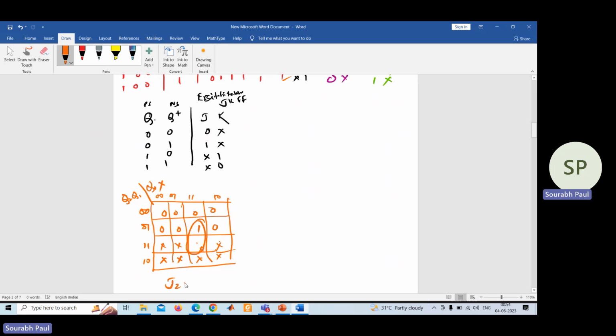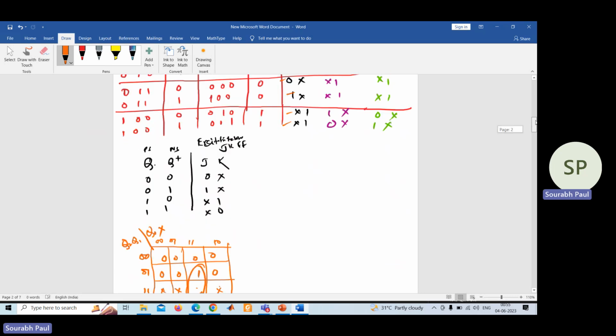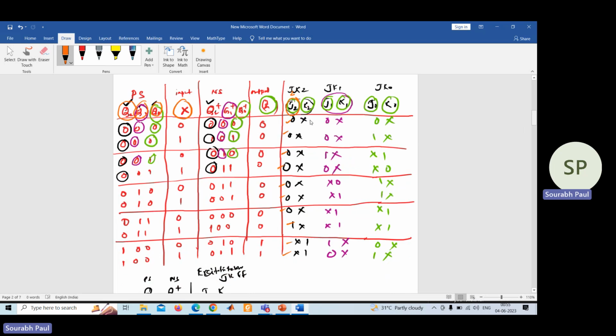So what should be the expression for J2? From the left side it is Q1, from the top it is Q0 X. Now if you follow the same procedure for K2. Now for K2.